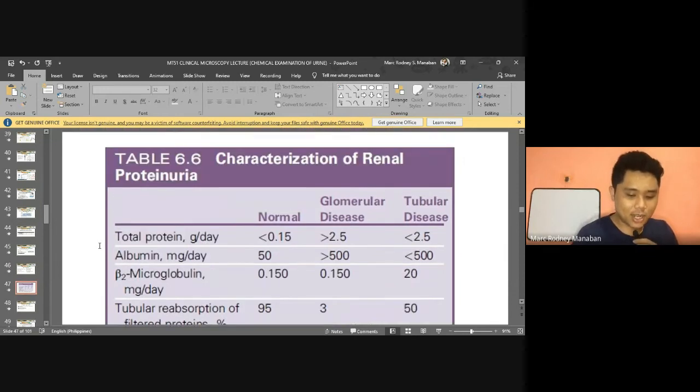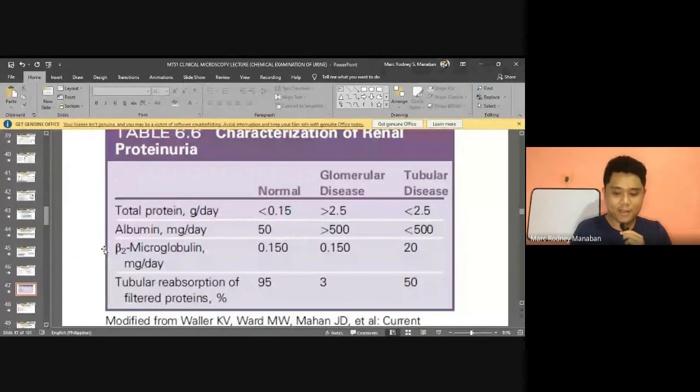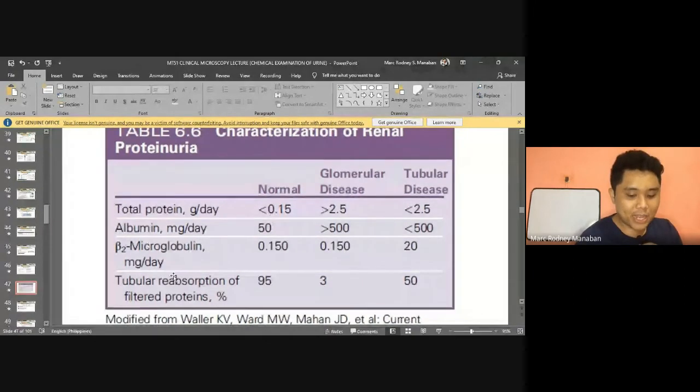Here are the levels of protein in different diseases. For glomerular disease, as you can see, the levels are higher, greater than 2.5. For tubular, it does not reach 2.5. For albumin, as you can see, glomerular is the highest, greater than 500. For beta-2 microglobulin, it is higher in tubular disease, because again, we have mentioned that beta-2 microglobulin is a marker for tubular integrity.